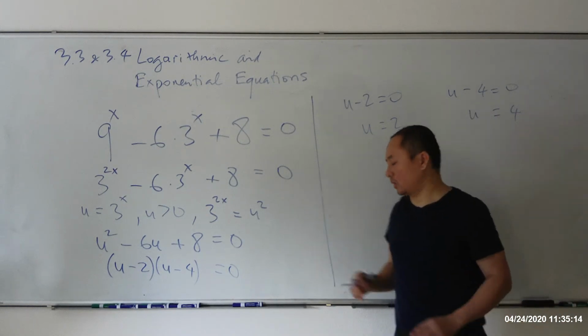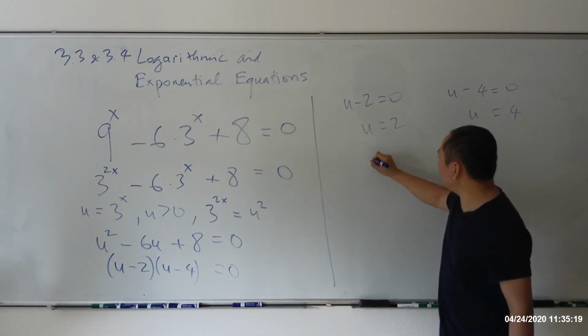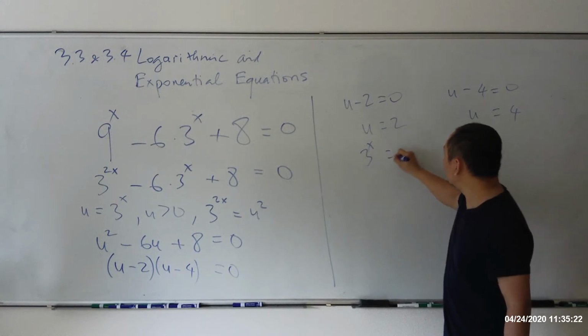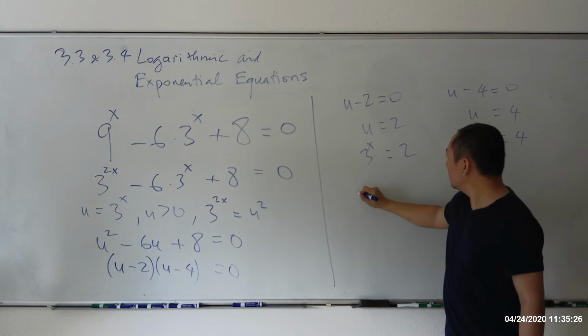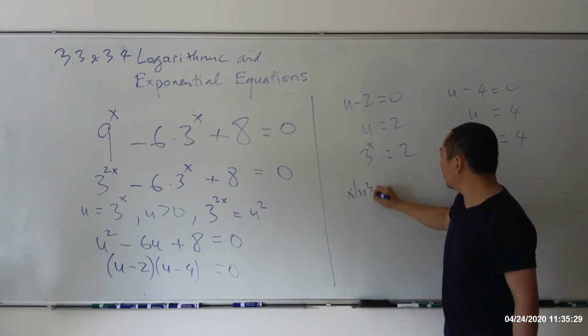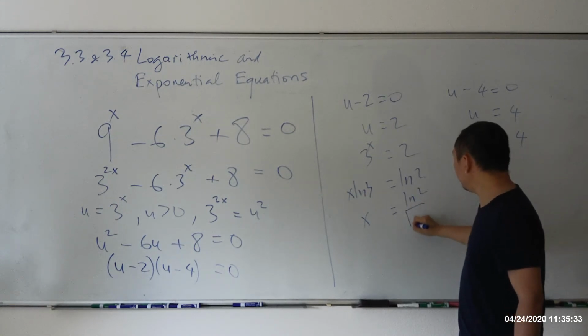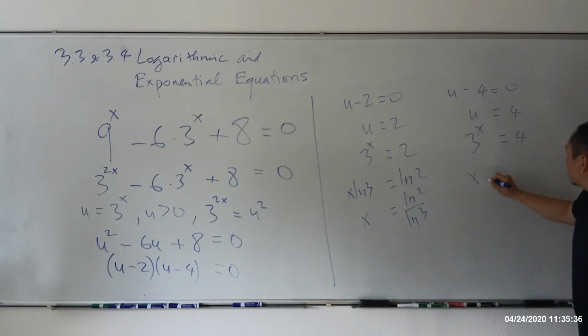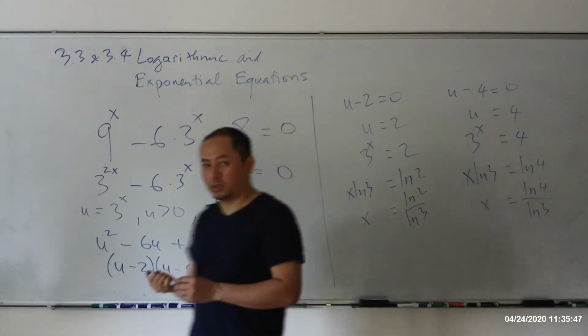Now, both solutions are positive, so you're going to take them both. This means, and keep in mind you are solving for x, okay? So 3 to the x equal to 2, or 3 to the x equal to 4. And this means x ln of 3 equal to ln of 2. So x equal to ln of 2 over ln of 3. This means x ln of 3 equal to ln of 4, or x equal to ln of 4 over ln of 3. And you guys have two solutions in this one.